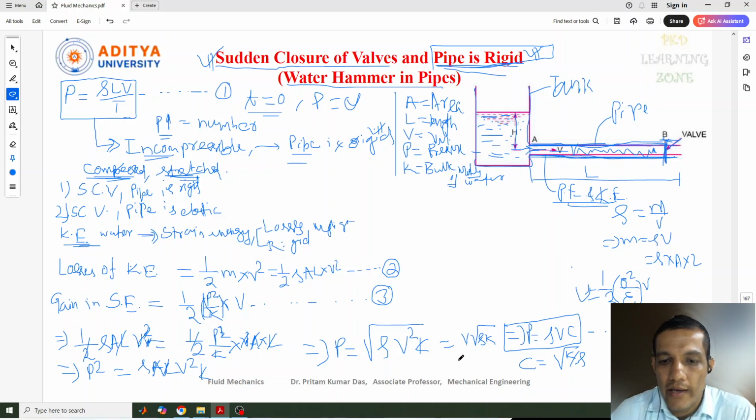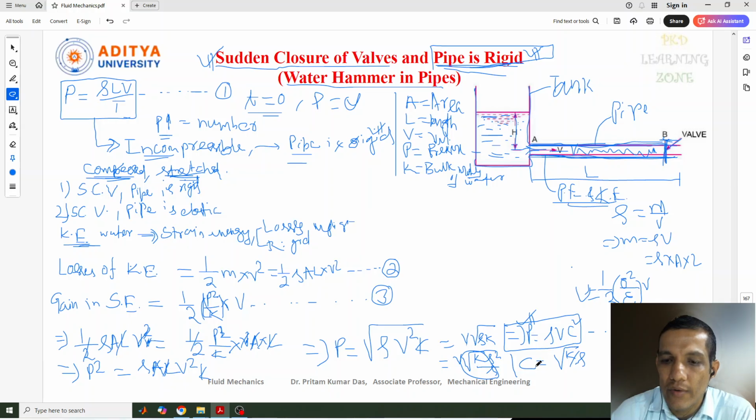Now you can write it this way. Let me write one more step: V into root over of K rho square by rho. I have just multiplied by one rho and divided by one rho here. Now this K by rho part I can write as C. Again rho is there, so we can write rho times C, and velocity V is already there outside. So finally this is our pressure term.